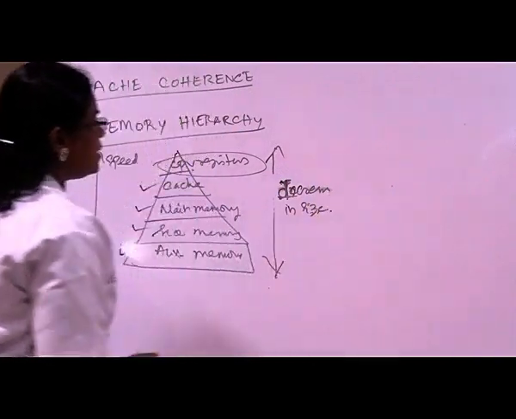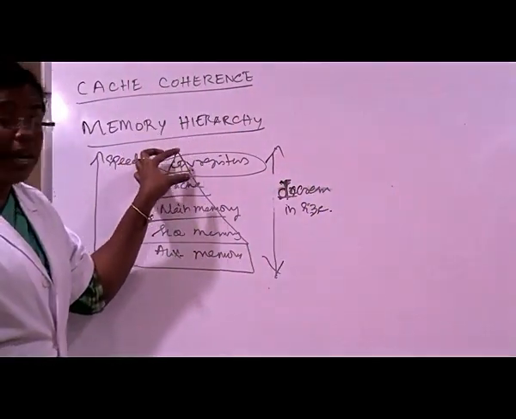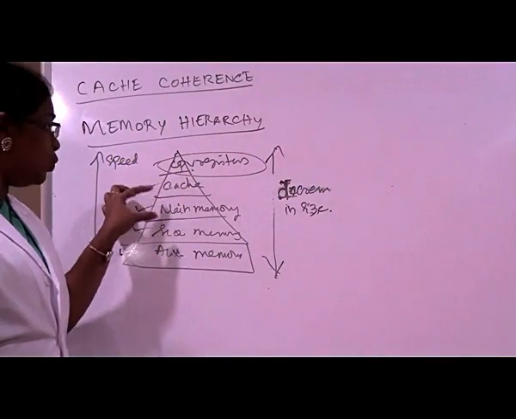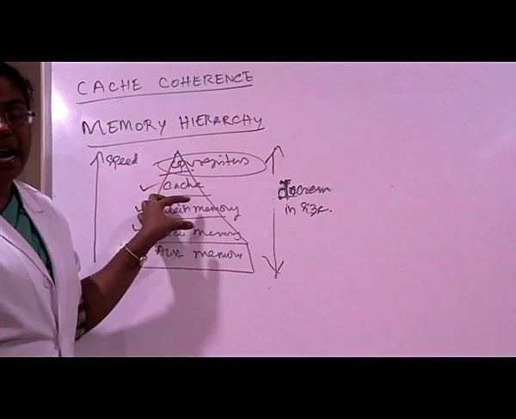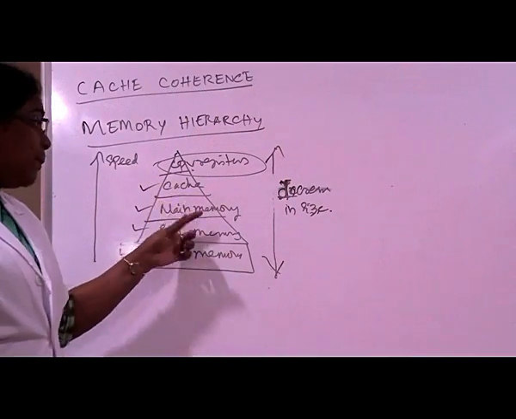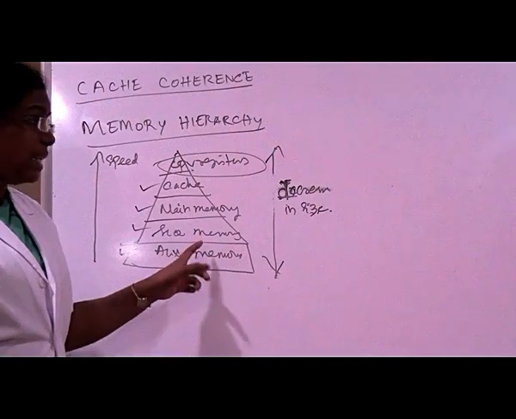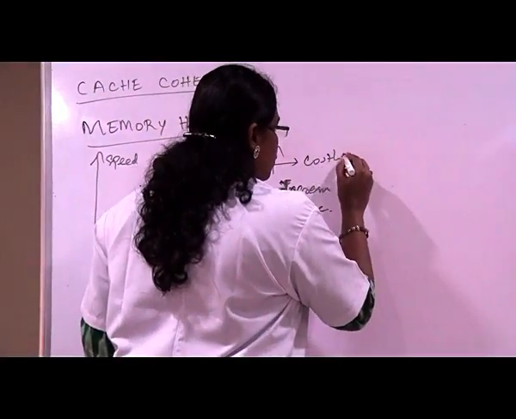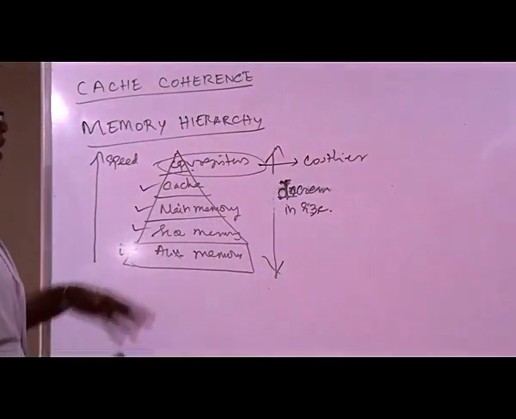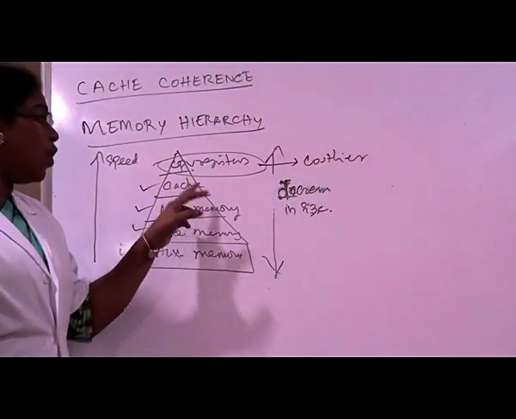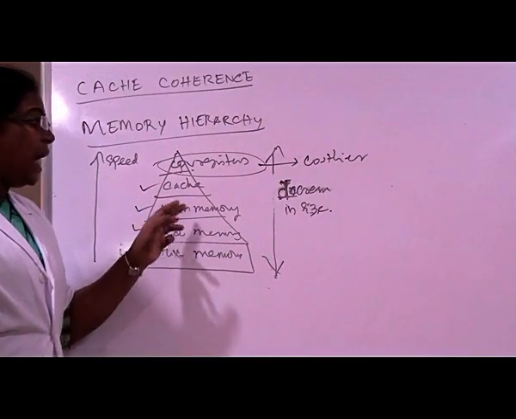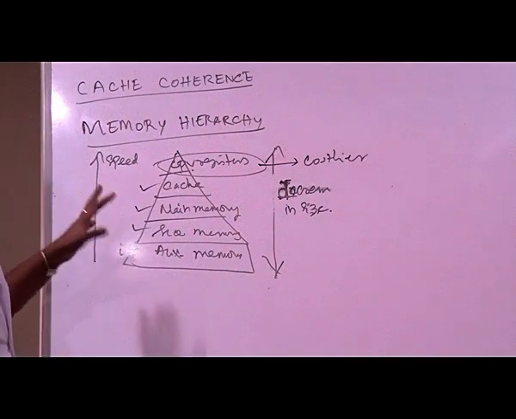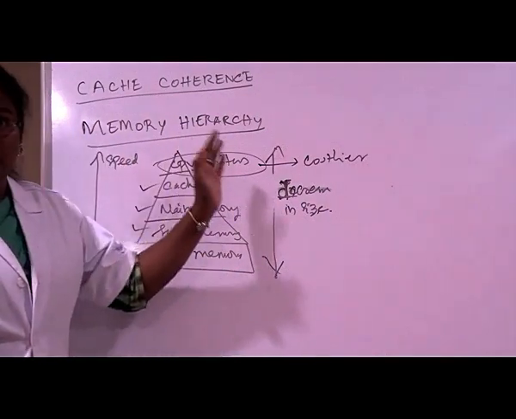CPU registers will be smaller compared to that of the cache. Cache can hold a small amount of data compared to that of the main memory, and main memory can hold a small amount of data compared to that of the secondary memory, and it goes like this. The CPU registers will be costlier compared to that of the cache, the cache will be costlier compared to that of the main memory, and the main memory will be costlier compared to that of the secondary memory. So this is how the memory hierarchy is organized.